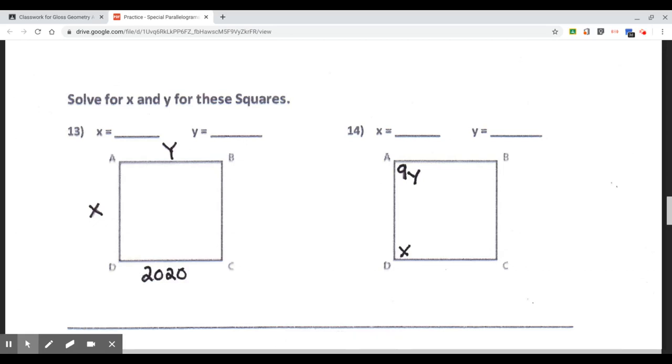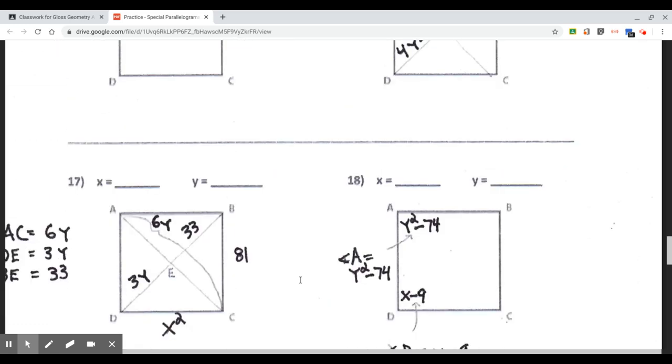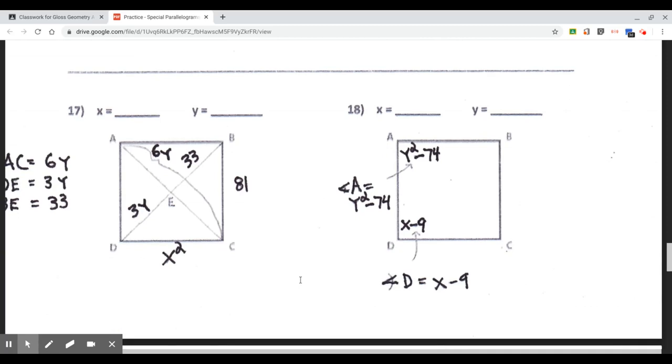Mr. Champlin here. I just wanted to go over squares. They're a type of special parallelogram. You can find this in your practice activity sheet. It's called Special Parallelograms 2. And I specifically want to look at the bottom two questions, 17 and 18.